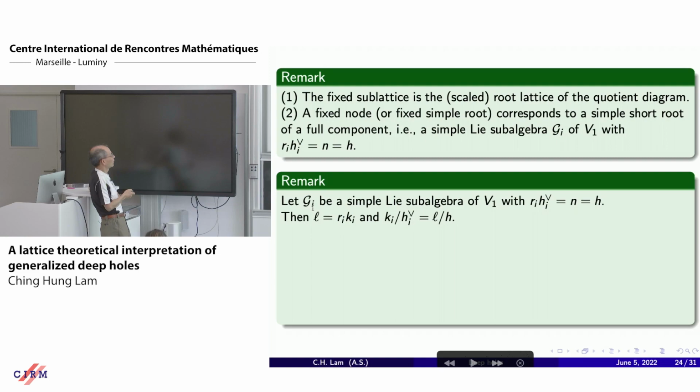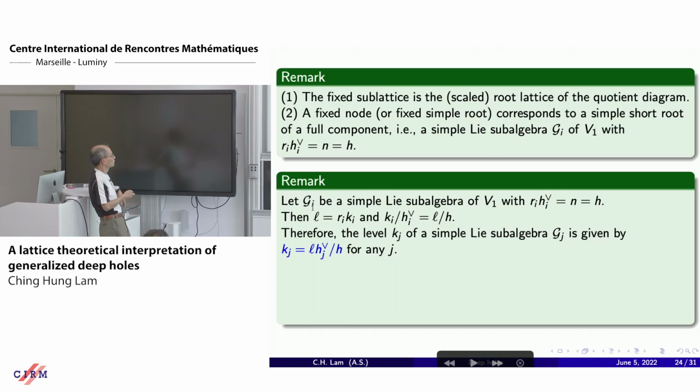And here's just another thing which related to Hearn's work. If you think about the simple Lie algebra, then for each simple component there will be k_i h_i check equal to the Coxeter number h. So an L will be basically the sum of r_i k_i. So essentially what I mean is that k_i over h_i check for every Lie algebra will be L over h. This is telling you what the level of each Lie algebra I construct will be, because this number is fixed.